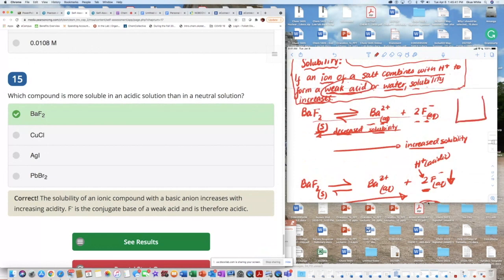In lab, let me tell you what happens in lab. If you have barium fluoride in a solution, it will be very milky, like a milkshake. And then you add acid to it and it turns clear. Bam. And that communicates this increased solubility. I mean, lab stuff is cool, but theory is the stuff that explains what's going on.